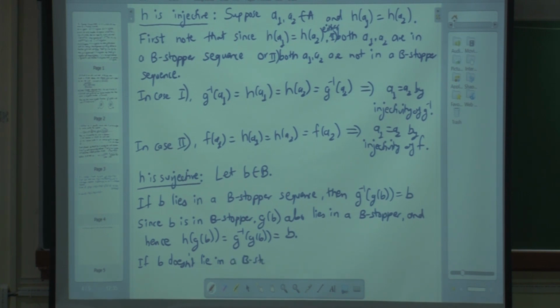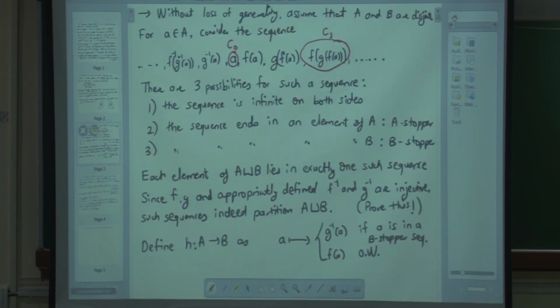in a B-stopper sequence. Can you notice that the only elements which do not lie in B-stopper sequences, which are at the beginning, are the ones which are not in the image of f. Let me go here. If the sequence stops here, then this element is not in the image of f. And these are the only elements which are not in the image of f.